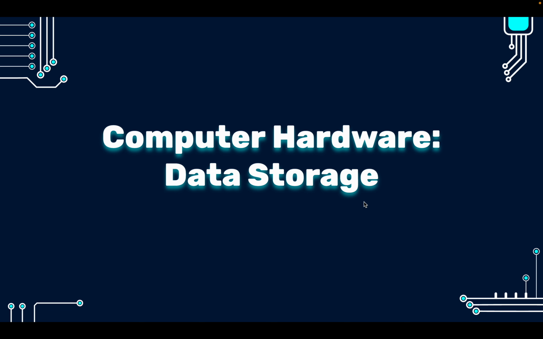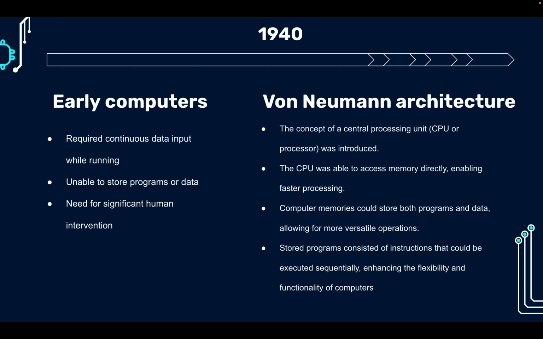Hello class, in these chapters we're going to talk about data storage more deeply, but before we dive into it, let's take a quick look at the evolution of computers from the early days to present. First we look at the early computers, which were very challenging to use because they required continuous data inputs and lacked the ability to store programs or data. So you can think it is very inefficient and also difficult to use because they relied heavily on human intervention.